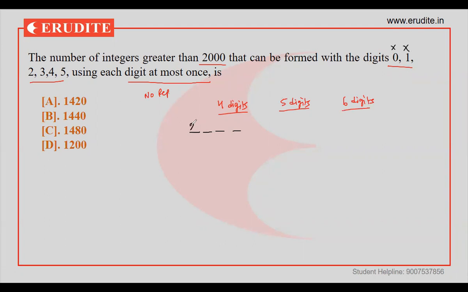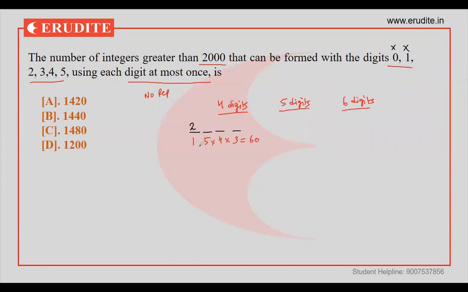So here, if I'm starting with 2, then guys, how many numbers are possible? For the next position, we can have any of the numbers, so 5 numbers are possible here. And here I'm fixing 2, so there is only 1 possible. Here is 4 possible and here is 3 possible. So there are total 60 numbers which start with 2 and are greater than 2000.